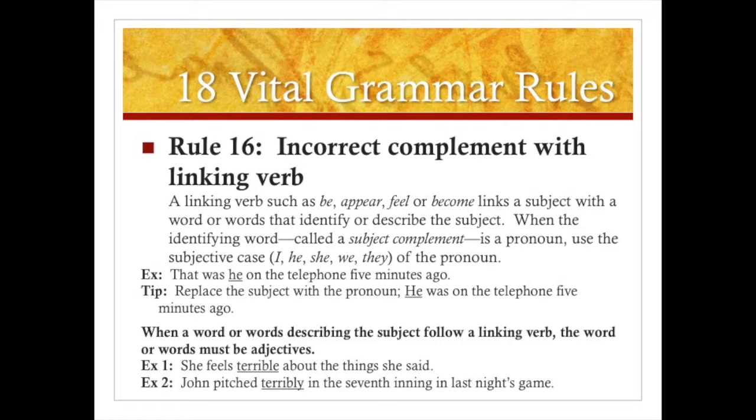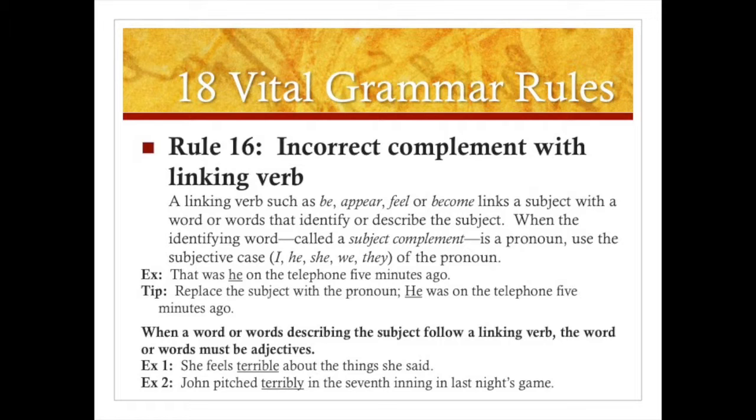Linking verbs such as be, appear, feel, or become link a subject with a word or words that identify or describe the subject. When the identifying word, called a subject complement, is a pronoun, use the subjective case of the pronoun, which is I, he, she, we, they. For example, that was he on the telephone 5 minutes ago. One tip: replace the subject with the pronoun. He was on the telephone 5 minutes ago.